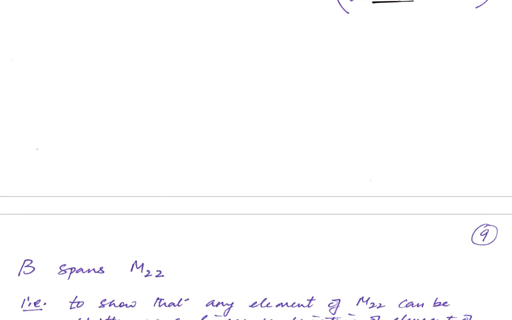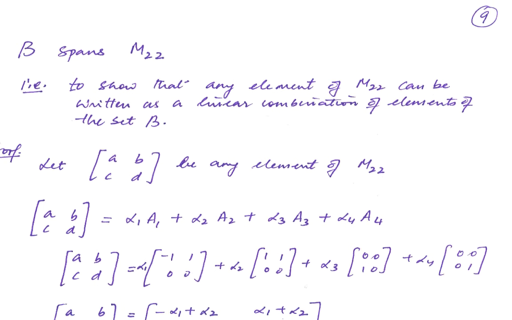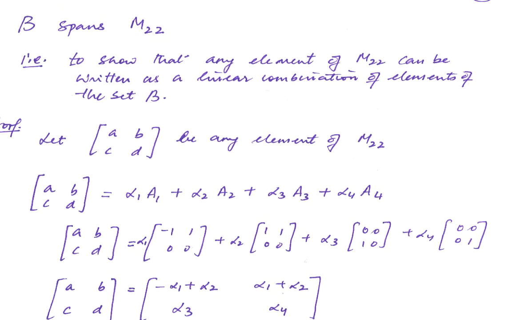Okay, now we have to prove that B spans M22 too. What does it simply mean? Then I pick any element of M22, so let's say it's A, B, C, D. I want to say that every element of M22 can be written as a linear combination alpha 1 A1 plus alpha 2 A2 plus alpha 3 A3 plus alpha 4 A4. Remember, these alpha i's, guys, are scalars or constants or coefficients or weights, whatever you are comfortable with.